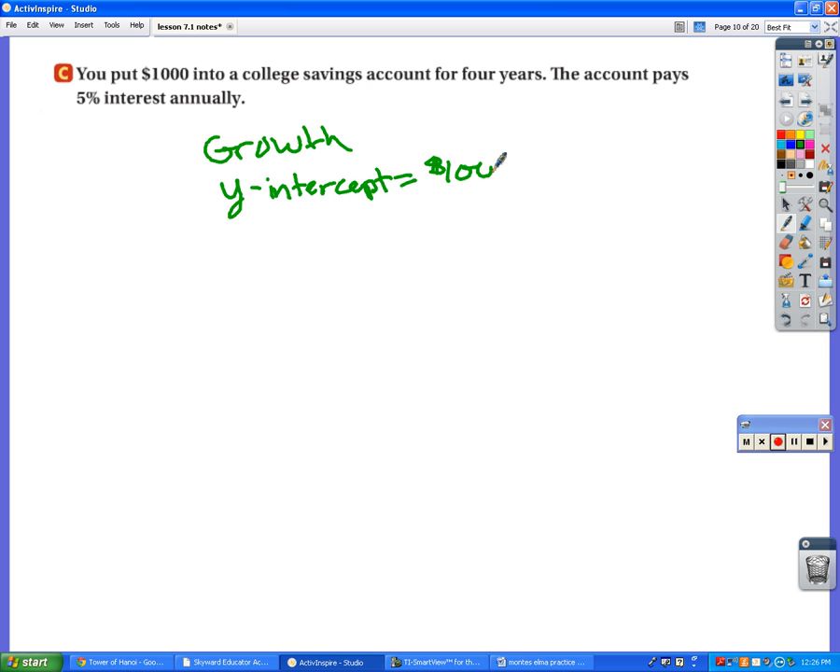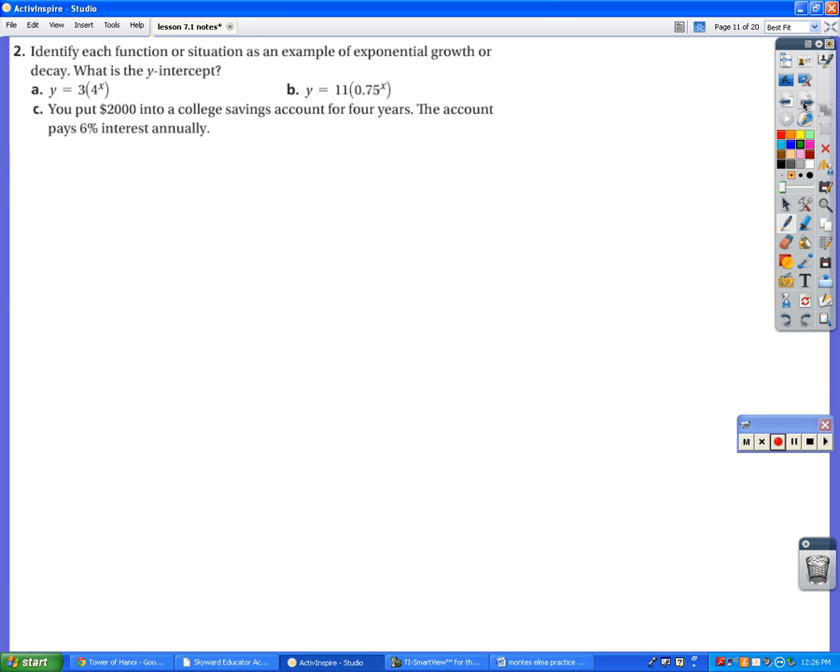Is it times 4 to the what? We'll talk about those mañana. Okay? All right, so y equals 3 times 4 to the x. Growth or decay? Everybody now. Growth. Y-intercept is 3. Y equals 11 to the 0.75x. Growth or decay? Decay. And the y-intercept is 11. Putting money into a savings account is an example of growth. And in this case, the y-intercept would be 2,000.